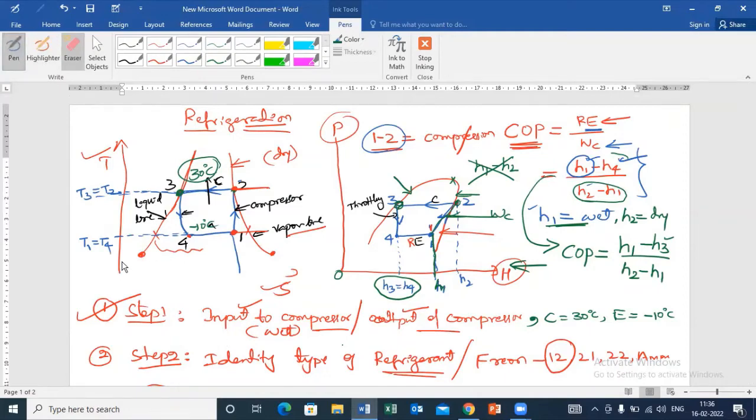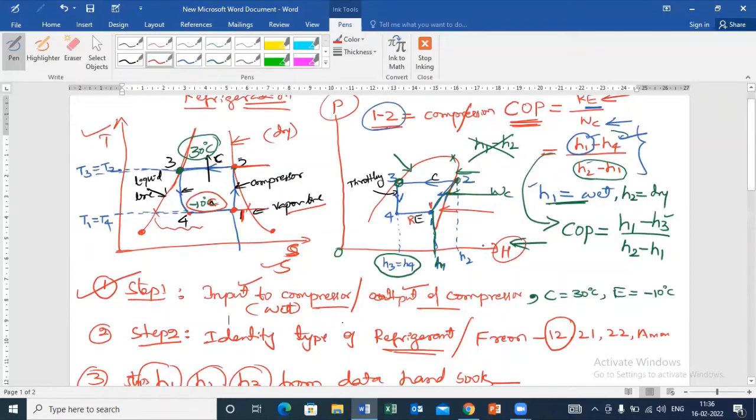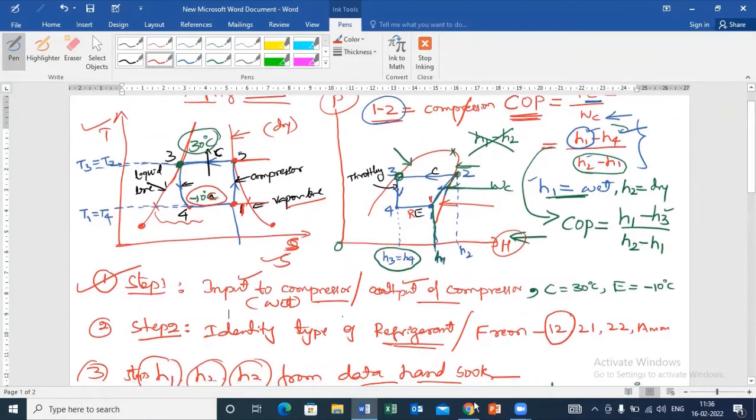Okay, next, this is the x-axis, that is entropy. Now point number 1 is here. Point number 1 is related to minus 10 degrees Celsius. Point numbers 2 and 3 are related to 30 degrees Celsius. So when you are calculating the H1 value, you should consider minus 10 degrees Celsius. So go to minus 10 degrees Celsius and note down the values of enthalpy. All enthalpies I will write.